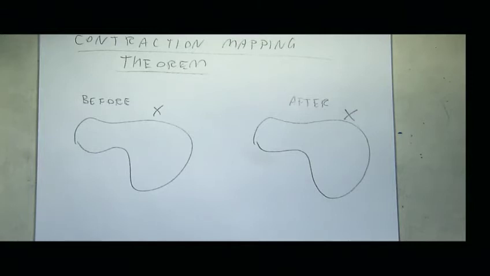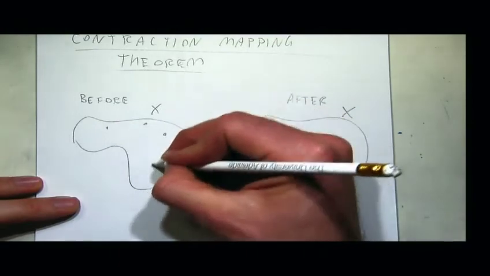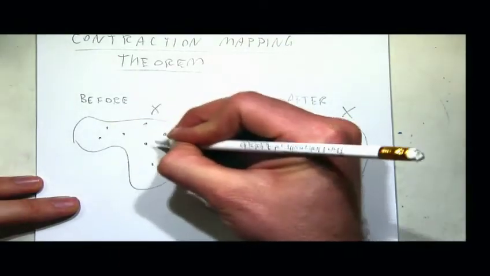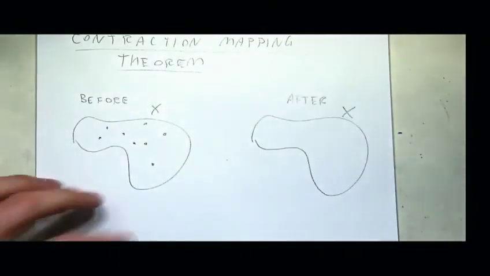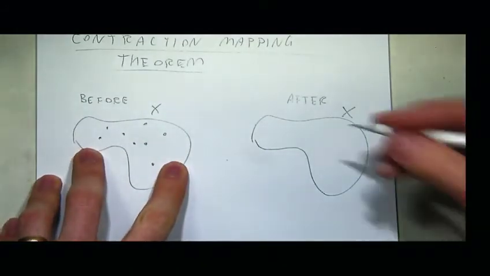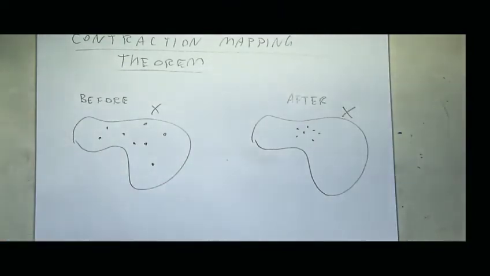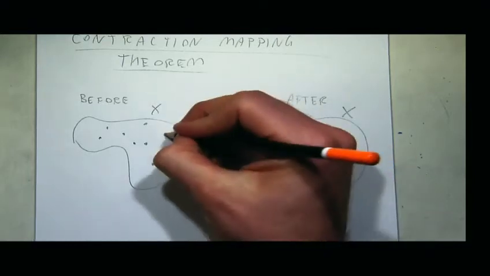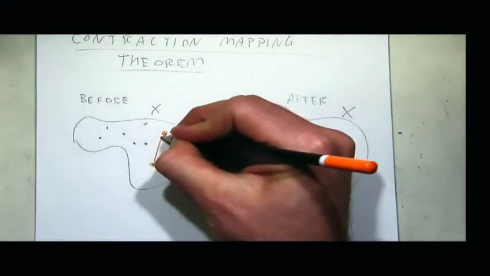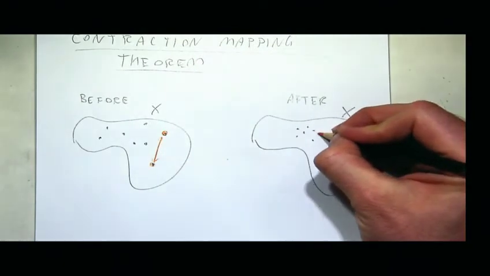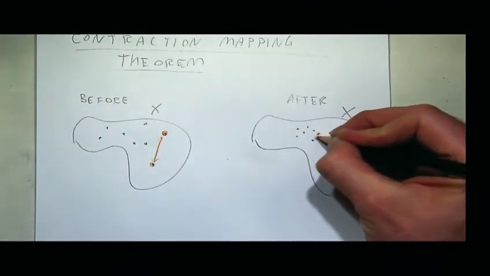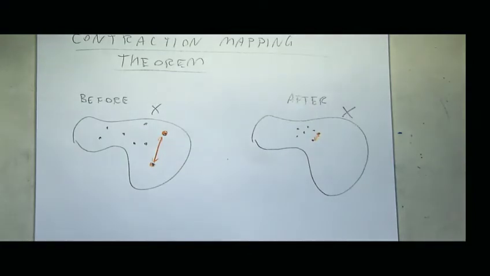Okay, so the idea is that if you take any collection of points, or just any two points, and you look at where they go after you do the function, they'll all be closer together than they were before. Okay? That's a contraction mapping. Things become contracted. So no matter which distance you pick, these two points maybe have this distance, and afterwards they're here and the distance between them is smaller. Okay?